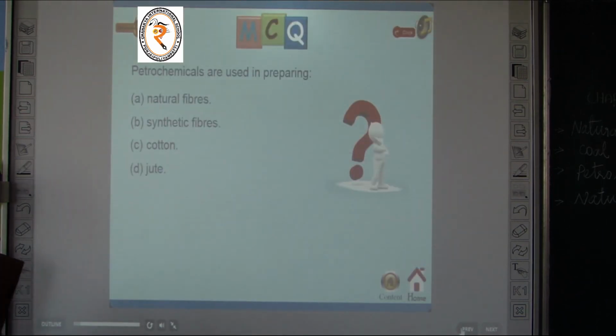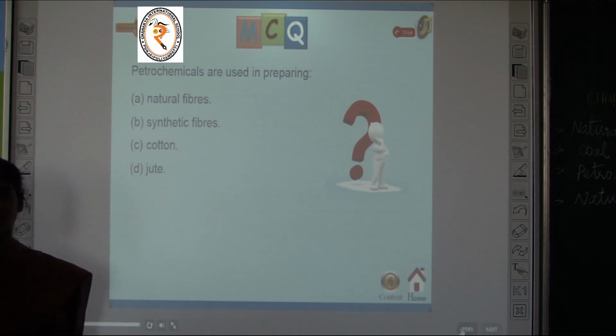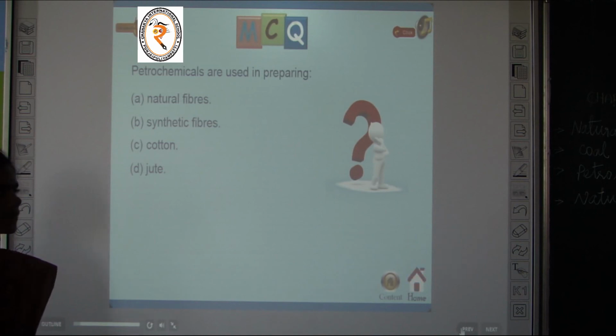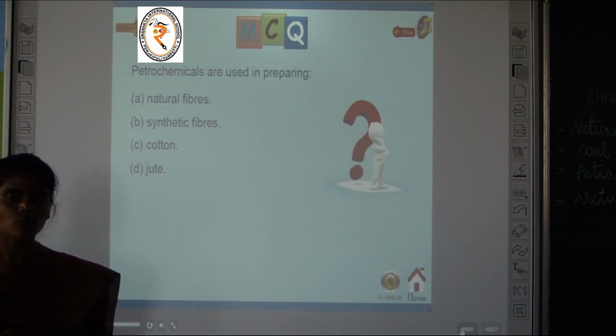So in this chapter, we discussed about what? Natural resources. There are two types of natural resources. What are the two types? Renewable and non-renewable. And we discussed about coal products and petroleum products, and finally we discussed natural gas.